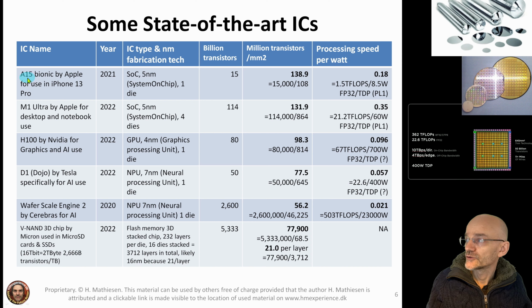So let's start by looking at this one, the A15 Bionic by Apple. It's used in the iPhone 13 Pro. It was created last year. It's a system on a chip, meaning they have integrated everything like the processing unit, graphics unit, and memory on this chip, and a lot of other stuff as well. It has 15 billion transistors. It has a transistor count per square millimeter of 138 million. And it has a processing speed per watt of 0.18 trillion floating point operations per second.